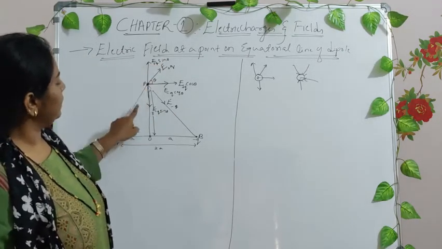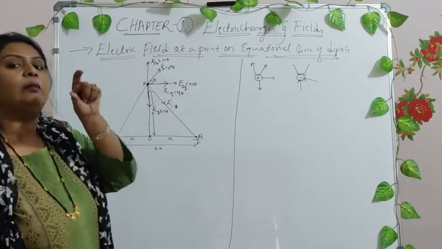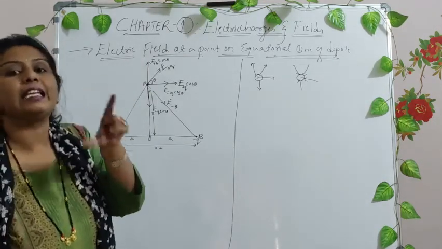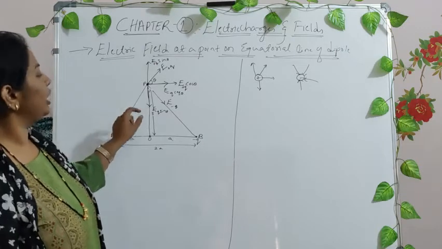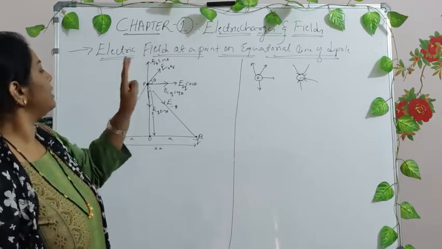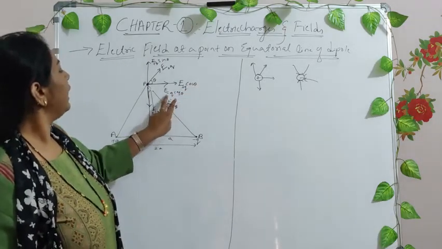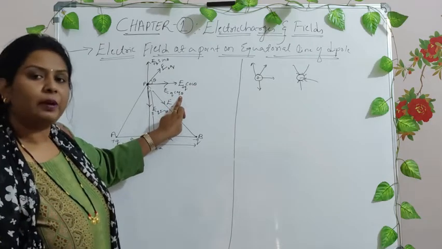Please make a note. E positive Q sin theta and E minus Q sin theta are equal in magnitude but opposite in direction, and hence they cancel out each other, right? And the only component present at this particular point P will be the vector sum of both the additive components, that is E positive Q cos theta and E minus Q cos theta, right?